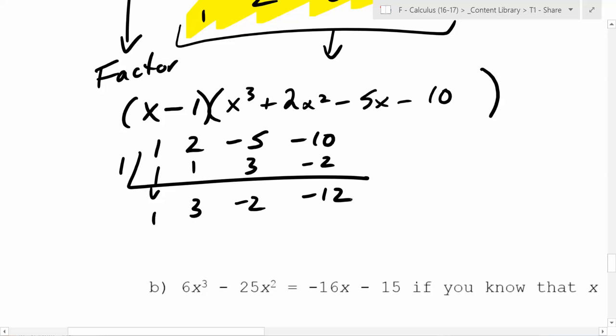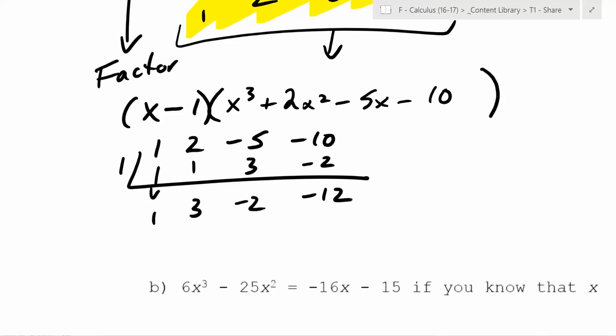No. Always check, though. When you do potential rational zeros, you're going to test a bunch of these. And what are you going to tend to want to do after you get one that doesn't work? Erase it. Do not erase them. Why? You could have made a mistake. Let's check it. 1, 3, that works.